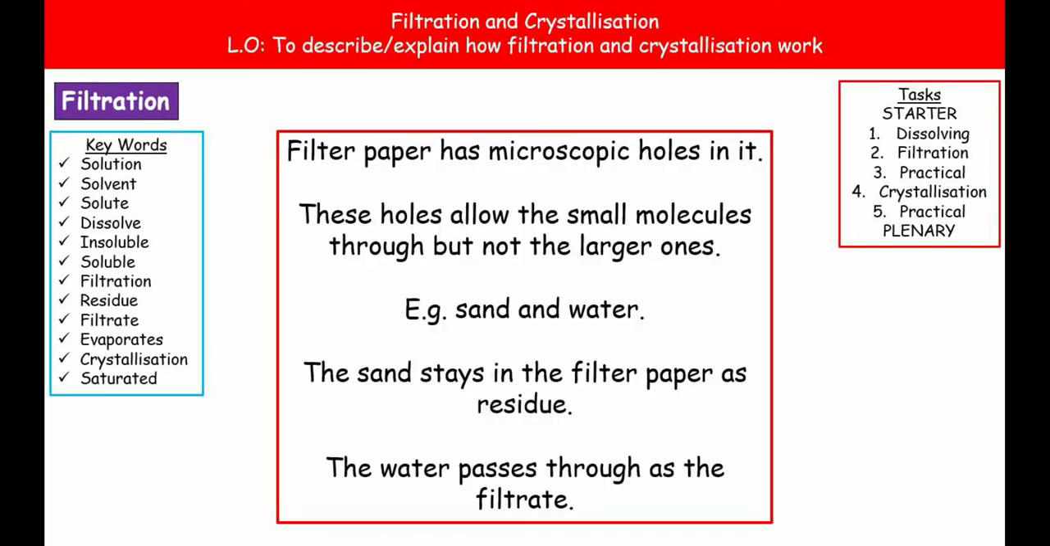Okay, let's see if we've managed to get a good description here. The first thing we really need to understand for our description to work is what filter paper actually is. Now, filter paper is a special kind of paper that actually has microscopic holes in it. Now, these holes are small enough to allow only small molecules through, not larger ones. So what we find is things like water are small enough to pass through these microscopic holes, but anything larger like a piece of mud, for example, is going to get trapped and won't pass through.